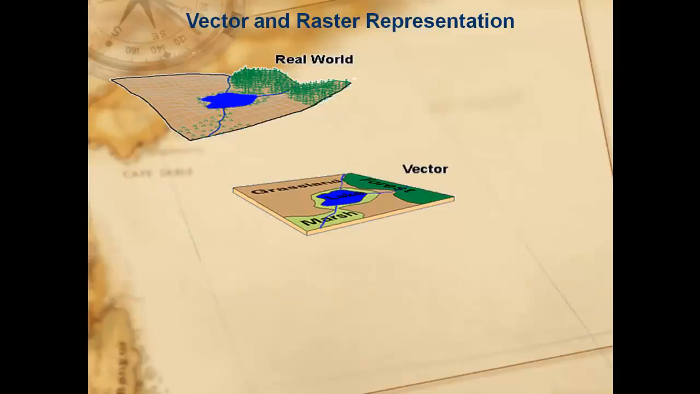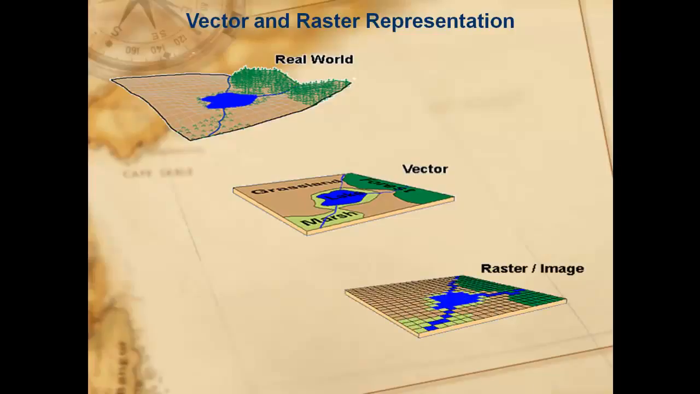The streams are lines, the lake is a polygon, and what the model is calling the marsh is also a polygon, but when you think about it, it's a polygon with a hole in it where the lake is, because that specific location is not going to be both the lake and the marsh, it's only going to be the marsh. So you can envision the marsh as being a yellow polygon with a hole in it.